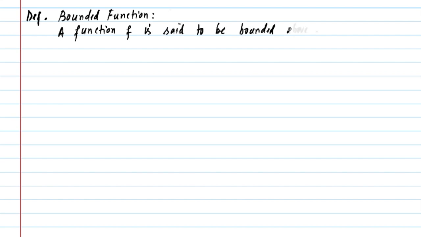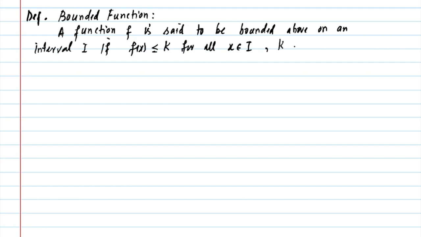So first we begin by defining what we mean by a bounded function. So this is a definition. Bounded function. A function f is said to be bounded above on an interval I if f of x is less than or equal to k for all x in the interval I, where this k belongs to the set of real numbers. So this means that we say a function f is bounded if f of x is less or equal to k for all the values of x in the interval for some real number k.